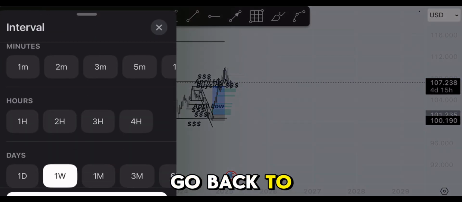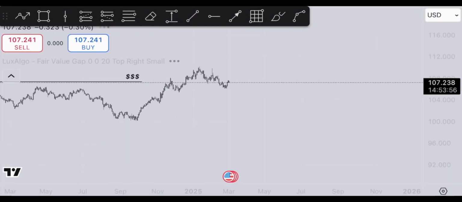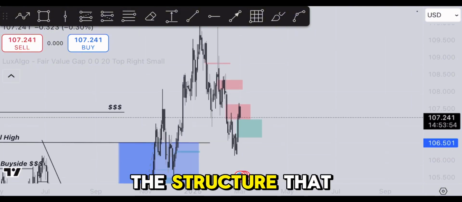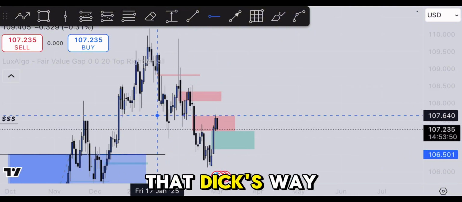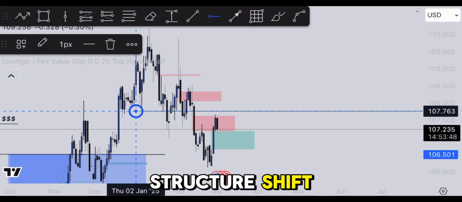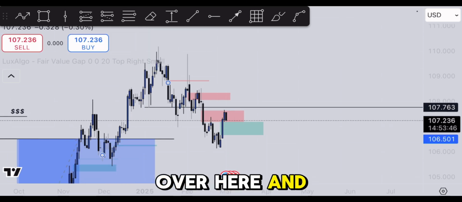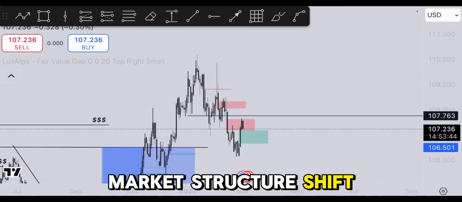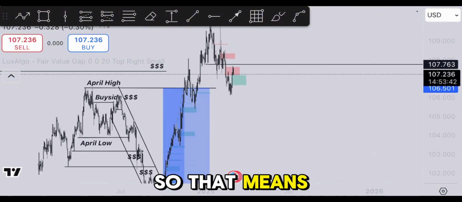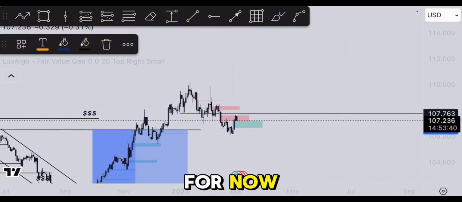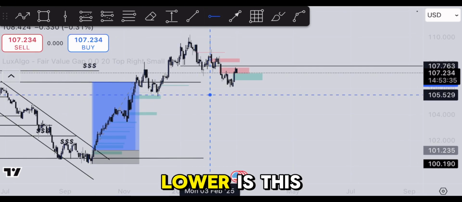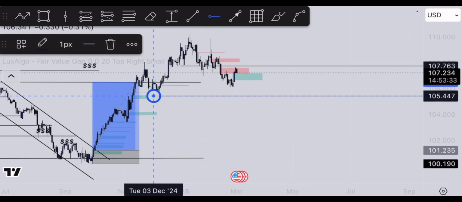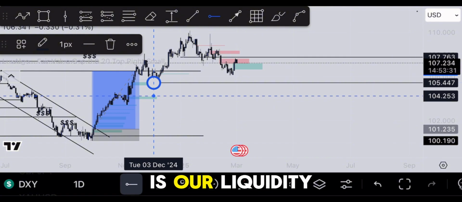So I'll just go back to the daily time frame and see what structure we're getting from DXY. From the daily time frame, I'm seeing that DXY had the market structure shift over here, and after having the market structure shift going lower, for now the most obvious zone that we are looking at when going lower is this one right here. This is our liquidity grab.